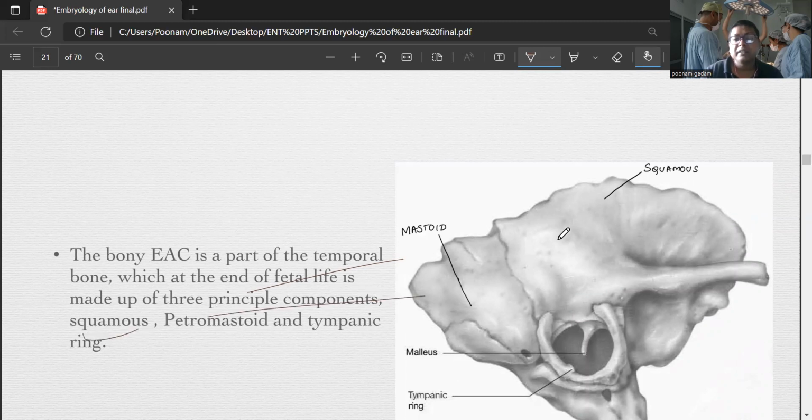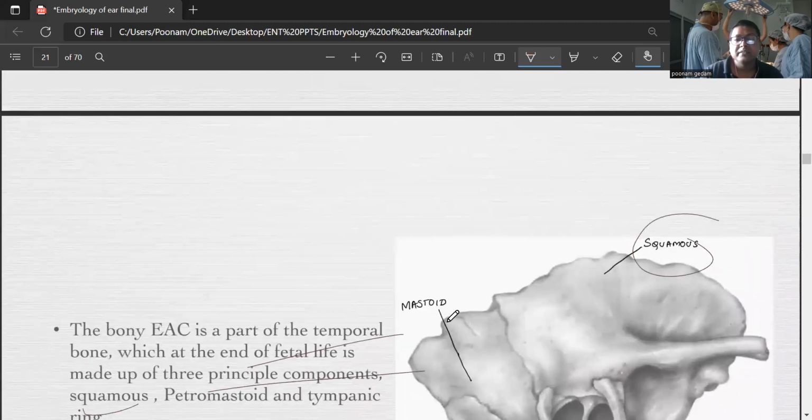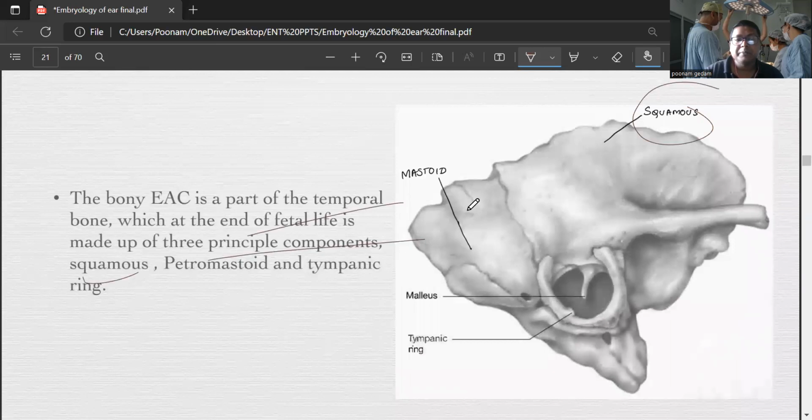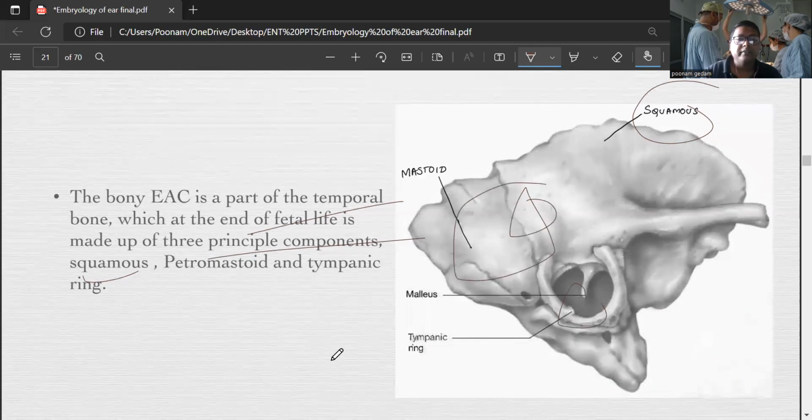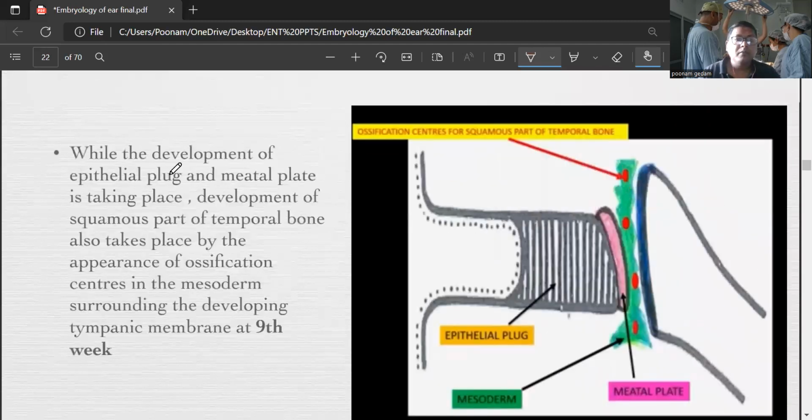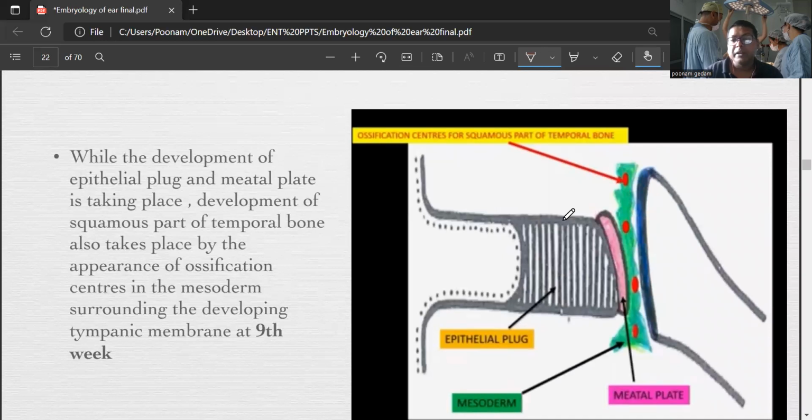The squamous part, you can say this is the squamous part, this is the petromastoid, the petrous part, it looks like that. And there is the tympanic ring, you all know that. Okay? So while the development of the epithelial plug, this is the epithelial plug, this is the meatal plate.